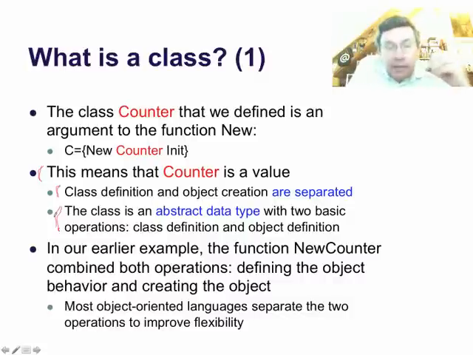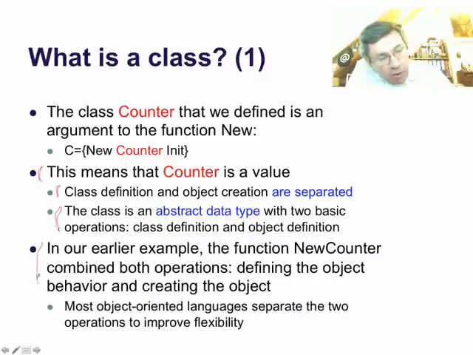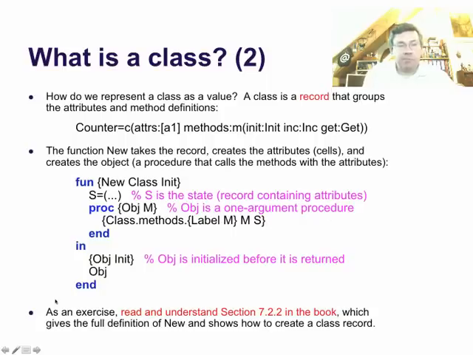an abstract data type, and it has two operations, class definition and object definition, passing as argument to the function new. In the earlier example, we had a single function, new counter, which did both. It both defined the object behavior and it created the object. In fact, this is not the way it's usually done. Most object-oriented languages actually separate the two. Class definition, object definition, they are separated because it greatly improves flexibility.